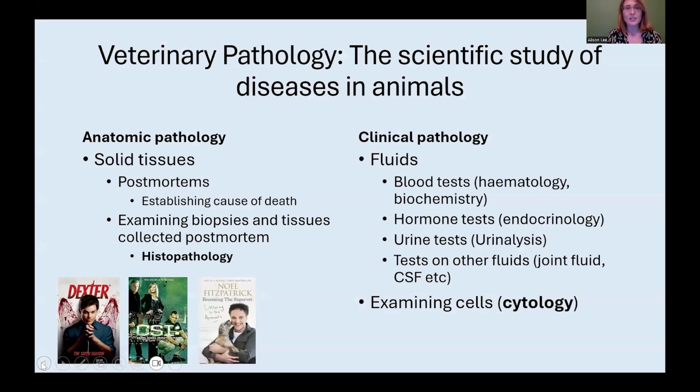So, veterinary pathology is the study of diseases in animals, and it's kind of broken into two branches. There's anatomic pathology, which is what I do. So, we do postmortems on animals to establish a cause of death, and we also look at tissues under the microscope, which is called histopathology. And then there's clinical pathology, which deals more with tests on body fluids like blood tests, hormone tests, urine tests. And they also examine cells under the microscope called cytology. So it's a really interesting job. It's a bit like Dexter meets CSI meets Supervet, and never boring, sometimes a little bit messy.